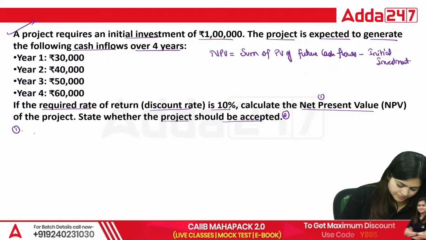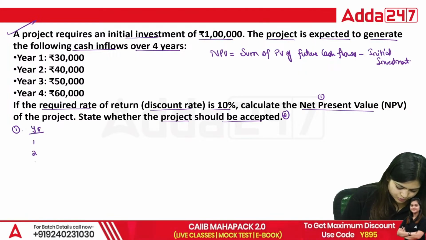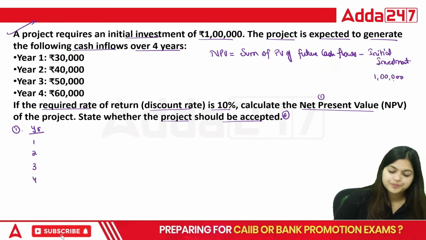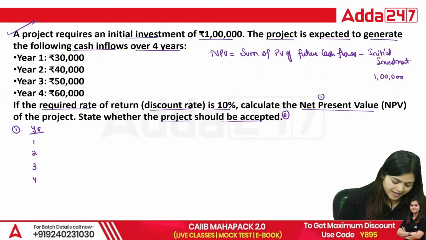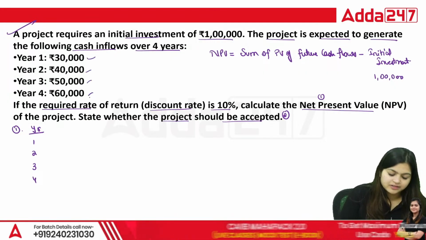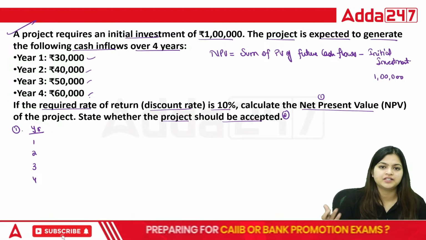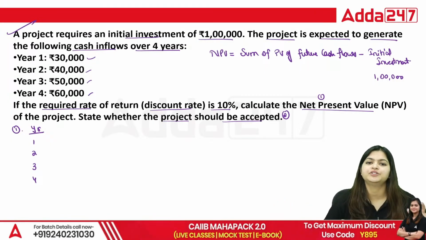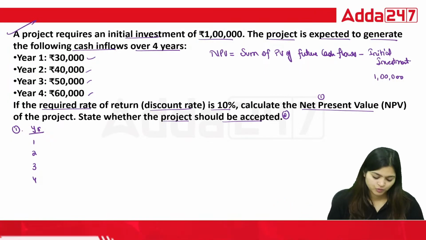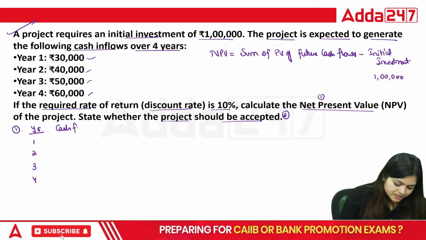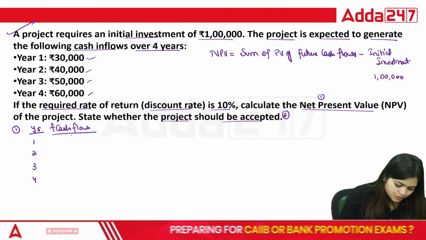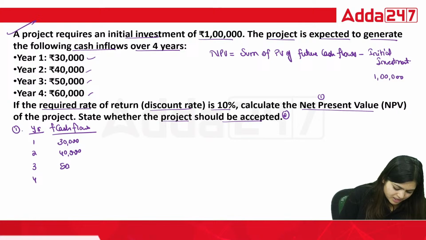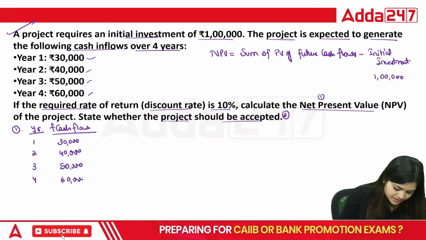Here you have years 1, 2, 3, 4. The initial investment is already given in your question, that is 1 lakh. Now the cash flows, as you can see here, are fluctuating: 30,000, then 40,000, 50,000, then 60,000. It means if you invest 1 lakh, in your first, second, third, and fourth year you are going to generate this many cash flows. These are your future cash flows, not today's cash flows.